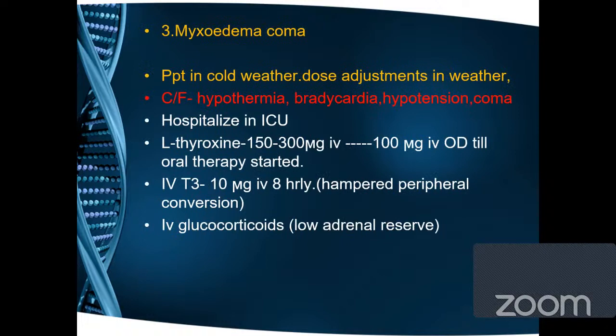Okay, so L-thyroxine is the main drug given intravenously. Along with that, there is T3. And glucocorticoids they are giving because most of the patients suffer with low adrenal reserve, or the corticosteroid levels will be reduced in their body. Therefore, there will be IV glucocorticoids like hydrocortisone.